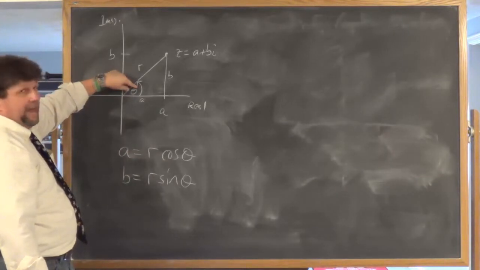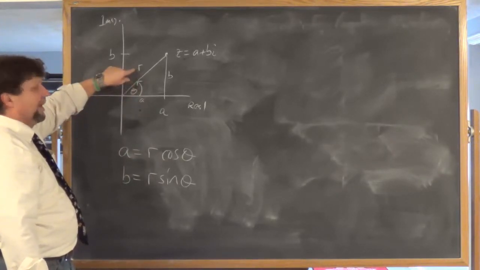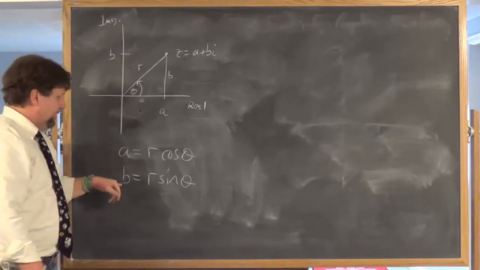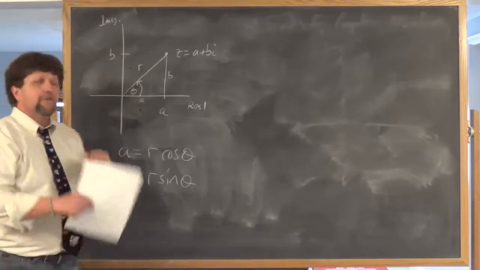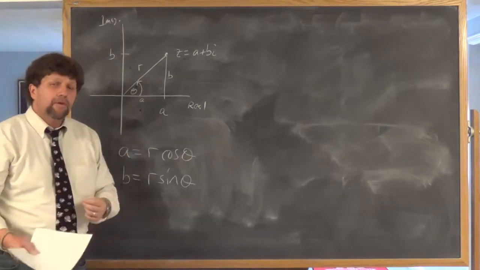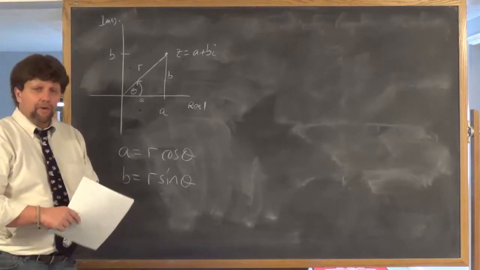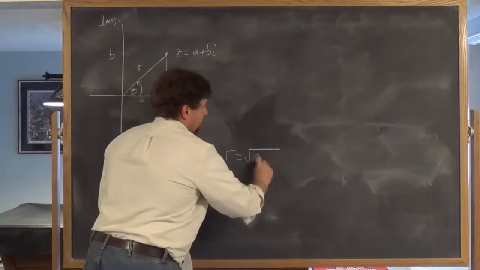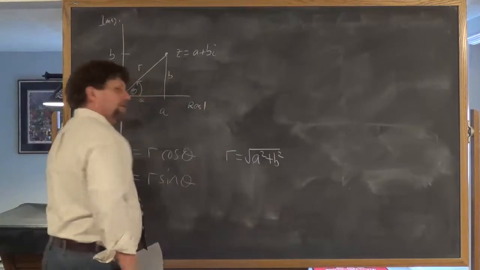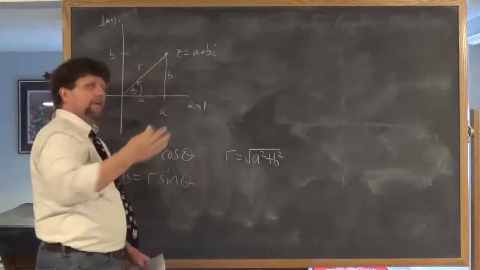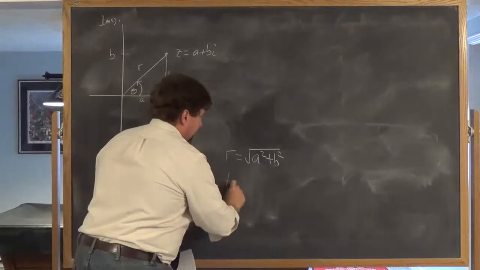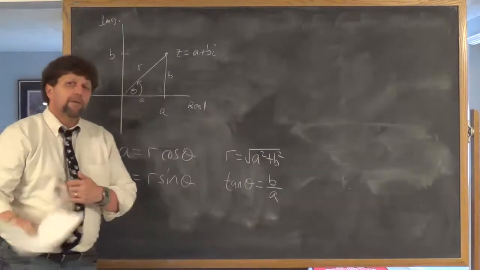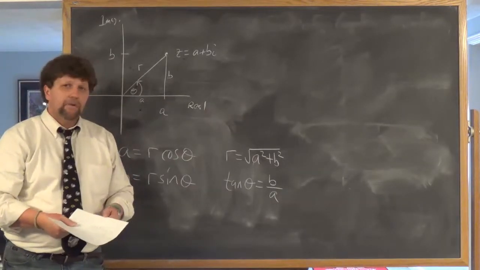So the cosine of theta, adjacent over hypotenuse, that's A over R. Multiply both sides by R, you get A is R cosine theta, and likewise B equals R sine theta. Should look exactly like what you were doing when we were dealing with polar coordinates. So without further ado, R is the square root of A squared plus B squared, just like what we saw in polar coordinates, and tangent of theta is B over A, just like what we experienced with polar coordinates.